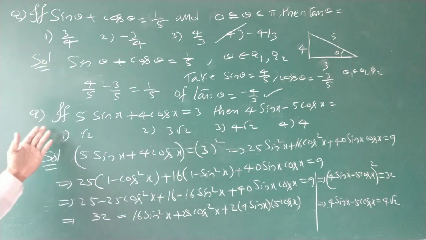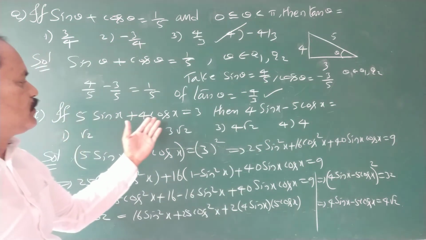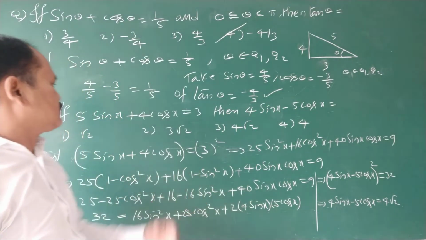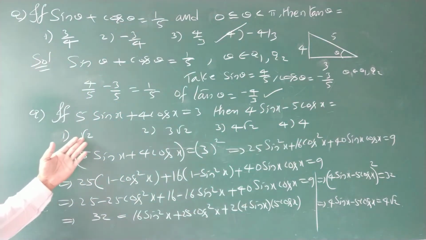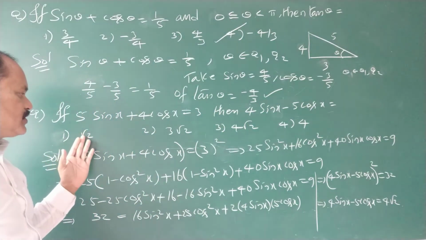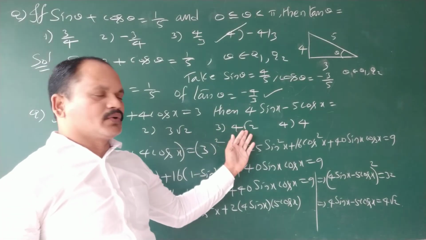Now one more question. If 5 sin x plus 4 cos x is equal to 3, then 4 sin x minus 5 cos x is equal to what? First option root 2, second option 3 root 2, third option 4 root 2, and fourth option 4.